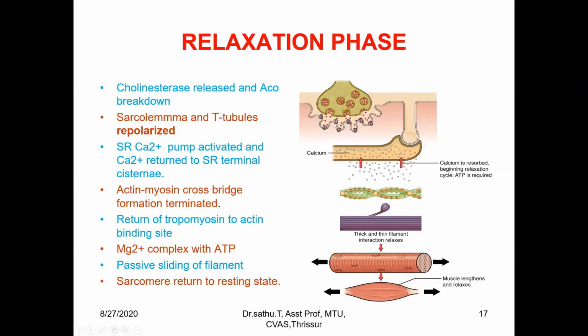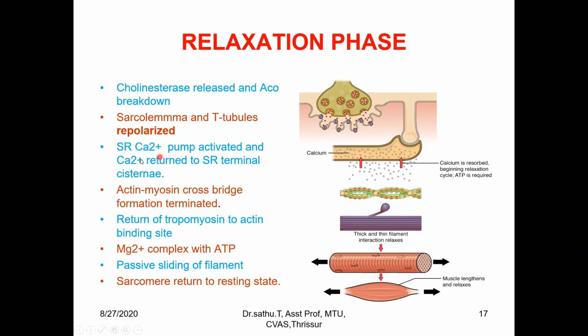Okay. So you can see here what is happening during the relaxation state. When the nerve impulse is not coming during the relaxation state, cholinesterase will be released. This cholinesterase breaks down the neurotransmitter, that is acetylcholine. Once the neurotransmitter is broken down, the ion channel closes, the sodium comes out and the potassium goes in. That leads to what you call the repolarization stage. Okay, repolarized stage you can see here.